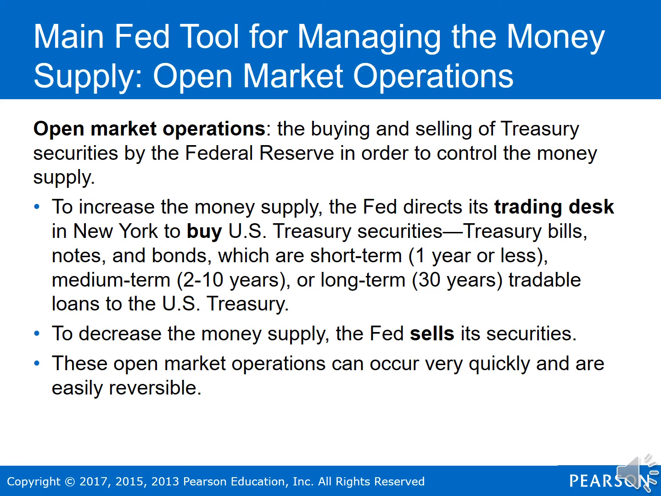Now, when the federal government spends more than they collect in taxes and in other revenue, it runs a budget deficit. So in order to fund this deficit, the U.S. Treasury is going to borrow. So what they do is they sell bills, notes, and bonds.